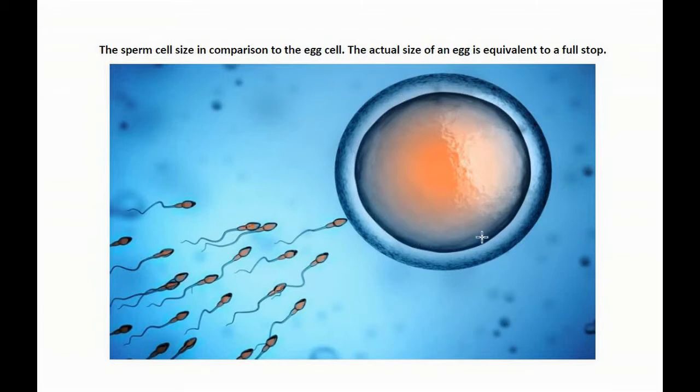So we can see that the egg is as big as that compared to what? To the sperm. So the sperm is about 1/10 or more smaller than the egg. But this is just a diagram that shows the comparison of the sizes. The actual size of an egg is equivalent to a full stop. So the full stop that we are seeing here, that is the size of an egg. So you can imagine if the egg is this size, how small is a sperm cell.